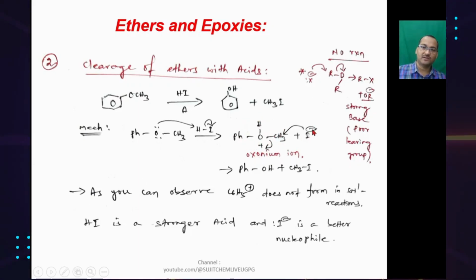Now I minus can again act as a nucleophile. It will attack the methyl and this O-CH3 bond will break on O plus. So we can have this phenol and methyl iodide. As you can observe, the C6H5 plus phenyl cation does not form in SN1 reactions. So HI is a stronger acid and I minus is a better nucleophile.